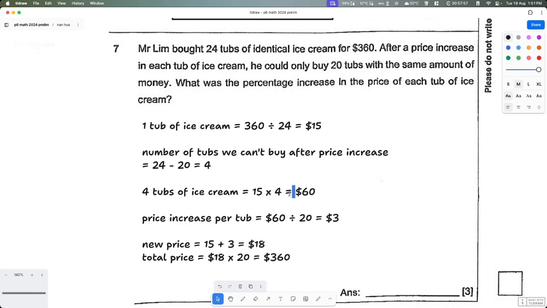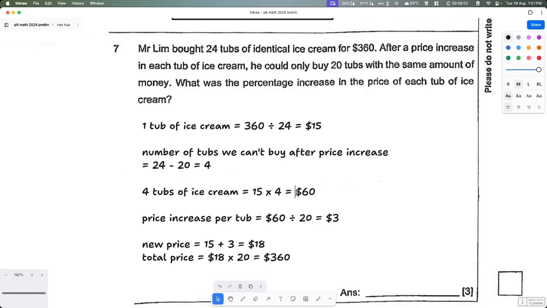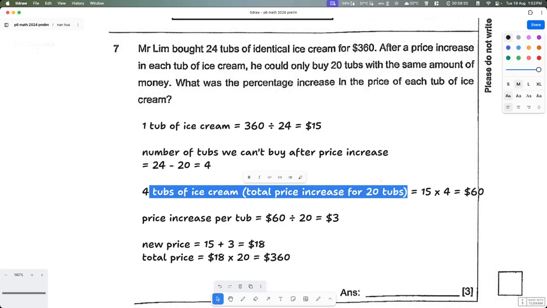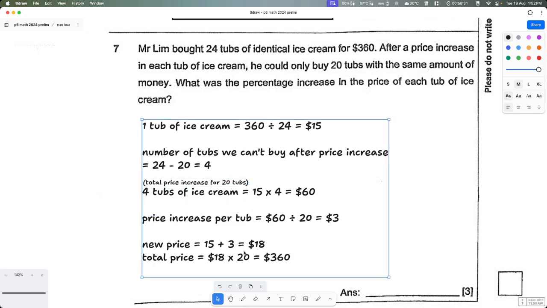Why do we know this? Because the increase did not allow us to buy 4 more tubs, which is $60. So we spread the price increase per tub in this, right? So yeah, 4 tubs of ice cream, which is also the total price increase for 20 tubs. Okay, yeah, I'm going to write that as a separate thing as well. This is total price increase for 20 tubs. Okay, all right. So yeah, now we know that.